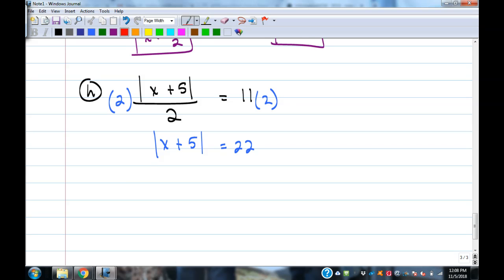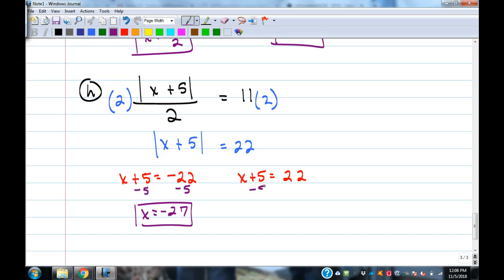What are our two equations? Yeah. And solve those. Subtract 5. Get negative 27. And then 22 minus 5 would be 17. So not too bad. Those can kind of look weird, so I want to try to show you one of those.